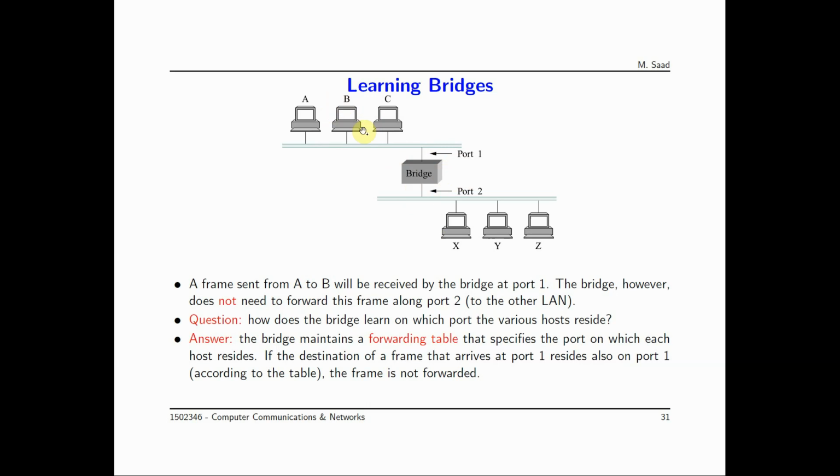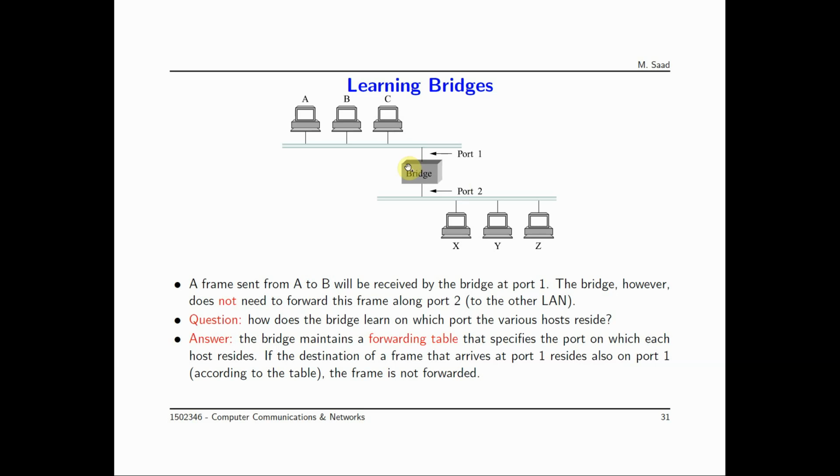So the frame was received by the destination. Remember, A is sending to B. So A will send a frame, which indicates A as the source and B as the destination. When A transmits the frame, since B and C are connected to the same LAN, B and C will receive the frame. C will just ignore it because it's not the intended receiver. B will accept it. However, at the same time, since the bridge is connected to the same LAN from port 1, this frame still arrives at the bridge. And the bridge does not have to forward the frame because the destination is B already and not X, Y, or Z. Now, let's ask a further question.